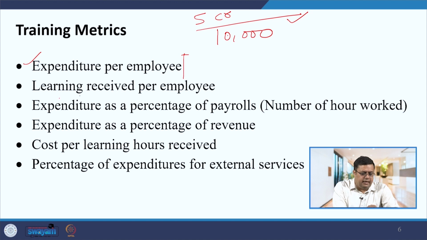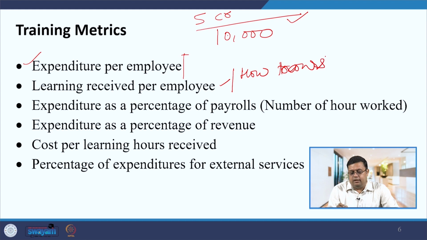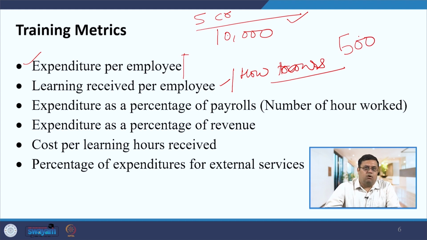Second thing that you can calculate is learning received per employee. How many hours in a year one employee receives the training. So, let us assume 500 hours of training was organized. So, how many hours does one employee receive the training, what is the learning time.